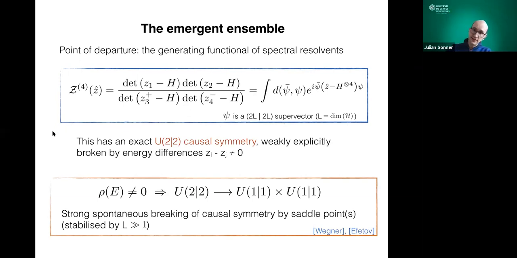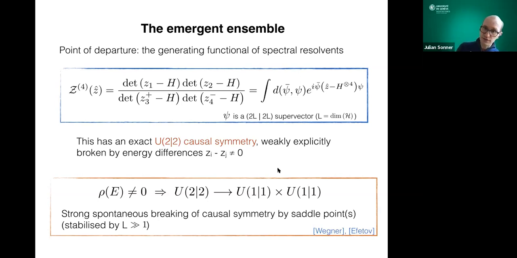Now, what's interesting is that this automatically has an interesting symmetry. And that's because the Hamiltonian in all of these four determinants is the same. So if I rotate from one Hamiltonian to the other, I should have a symmetry. And so each of these sectors can be rotated into the other sector. And that gives me a continuous U(2/2) rotational symmetry.